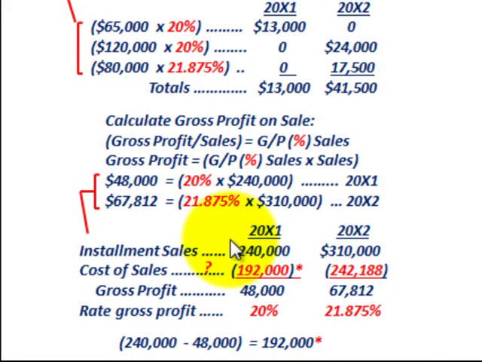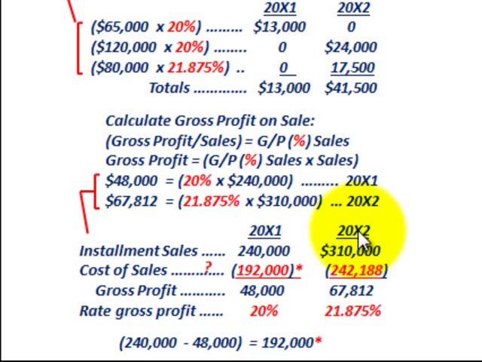All right, now let's expand on that further. Say, for example, we have to determine the cost of sales. So let's look at year 20X1. Let's take our installment sales. We know what they were, $240,000 for the year. Plus, we calculated what our gross profit was, $48,000. So we know our installment sales and we know our gross profit. So the cost of sales is simply the difference between the known amounts, gross profit $48,000, and our installment sales at $240,000. That would give us our cost of sales, $192,000.